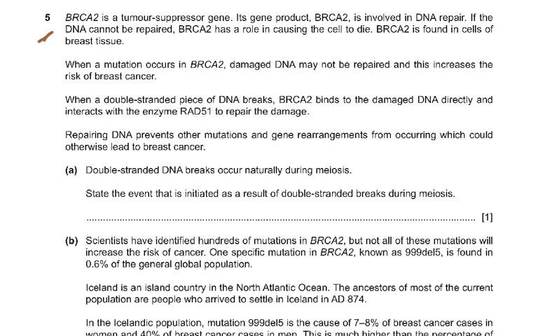When a double-stranded piece of DNA breaks, BRCA2 binds to the damaged DNA directly and interacts with the enzyme RAD51 to repair the damage. Repairing DNA prevents other mutations and gene rearrangements from occurring which could otherwise lead to breast cancer. Double-stranded DNA breaks occur naturally during meiosis. Double-stranded DNA breaks.